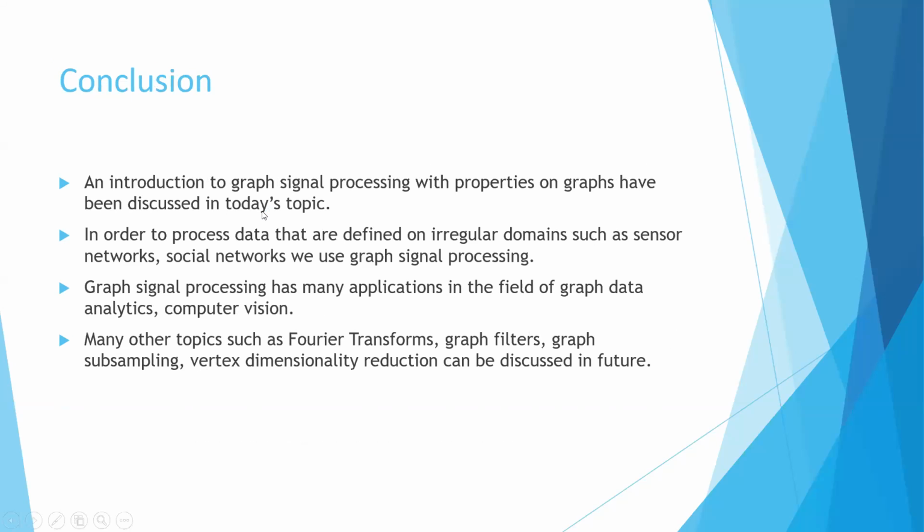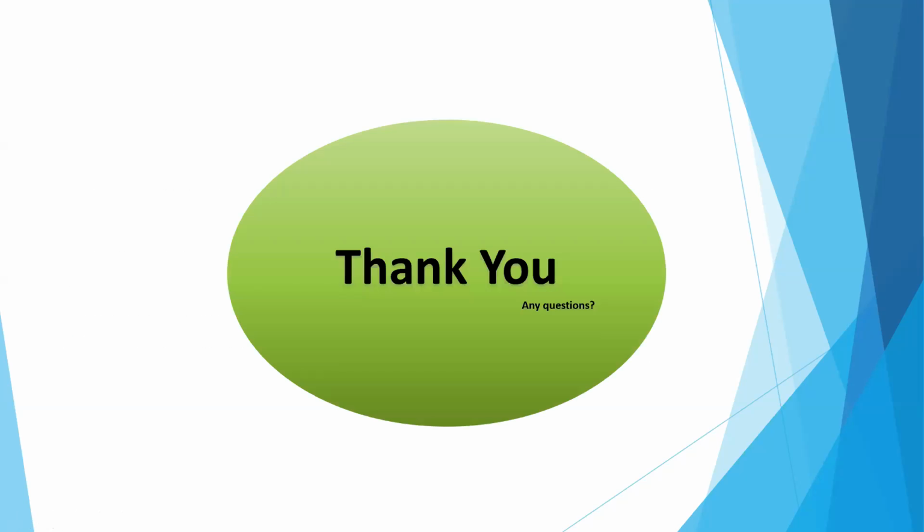In this talk, an introduction to the basic graph structures has been discussed. In order to process data that are defined on irregular domains, such as social networks and sensor networks, we can use graph signal processing, where classical time domain signal processing won't work. Graph signal processing has many applications in the field of data analysis and computer vision. In future, there are also many other topics like Fourier transform, graph filters, dimensionality reduction, and subsampling, which can also be discussed. So that is all.